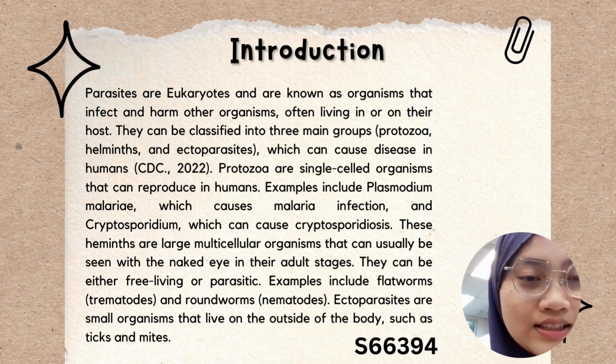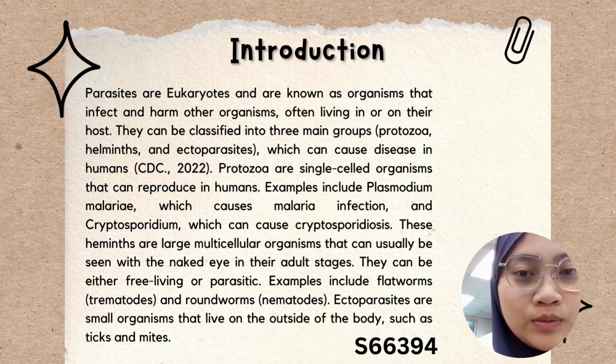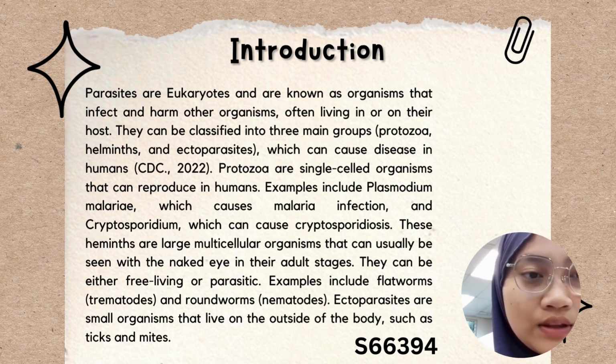Protozoa are single-cell organisms that can reproduce in humans. Examples include Plasmodium malariae, which causes malaria infection, and Cryptosporidium, which can cause cryptosporidiosis. Helminths are large multicellular organisms that can usually be seen with the naked eye in their adult stage.